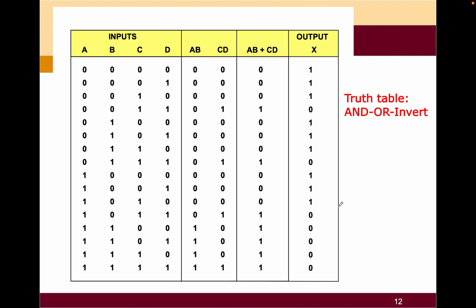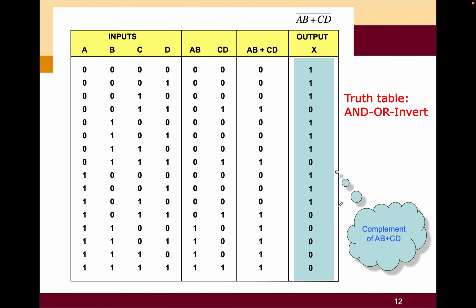You will get the POS expression. Next, you can see this is the example of a truth table for AND-OR-inverse. From this truth table, you need to come out with the expression.